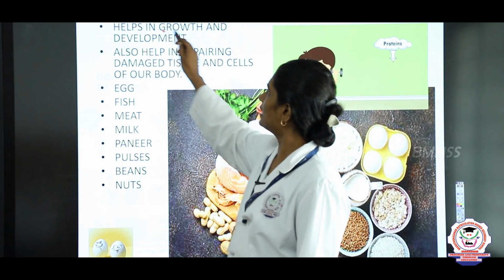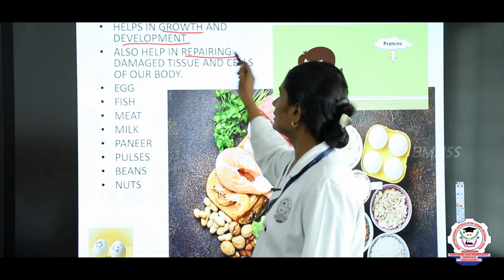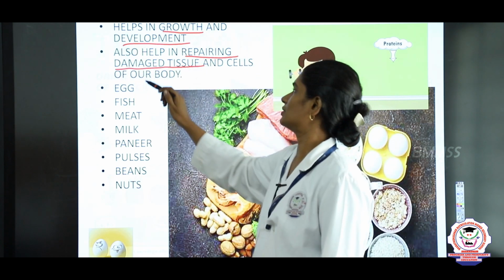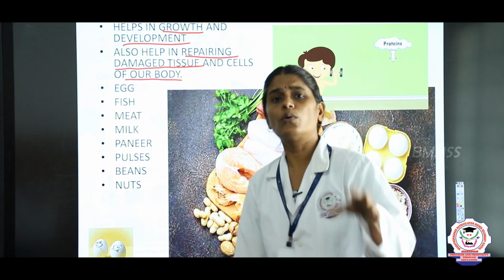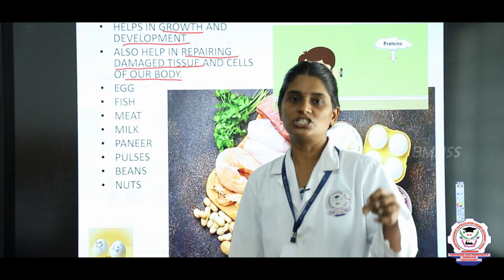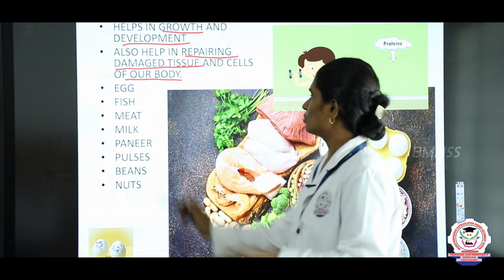They not only help in growth and development, they also help in repairing the damaged tissue and cells of our body, right? So now you should know what are the food sources that are rich in proteins, then only you can eat that particular food, right? So first source is egg.